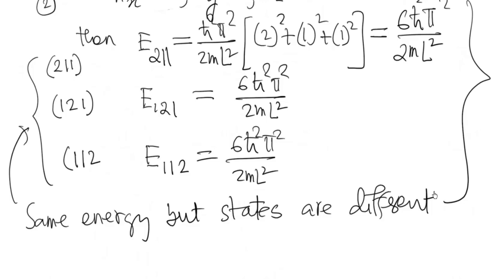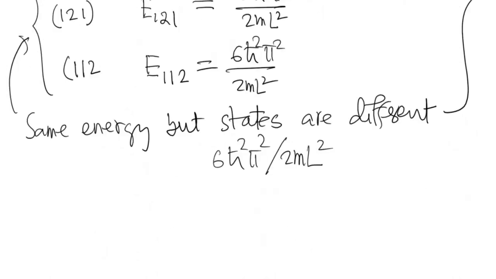When energy levels of different states are the same, such energy levels are said to be degenerate. The number of different states belonging to the same energy is known as the degree of degeneracy. Thus, the energy level 6 h square pi square by 2m L square is threefold degenerate.